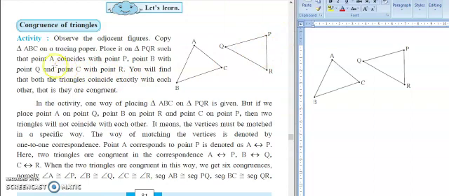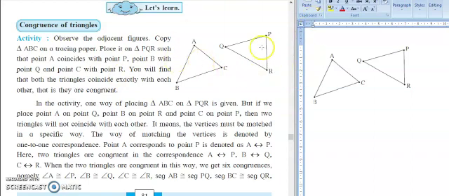Okay, so point A will coincide with point P, then point B will coincide with point Q. This is point B, it will coincide with point Q because you have turned this triangle. And the third point C will coincide with point R. This point C will coincide with this point R.